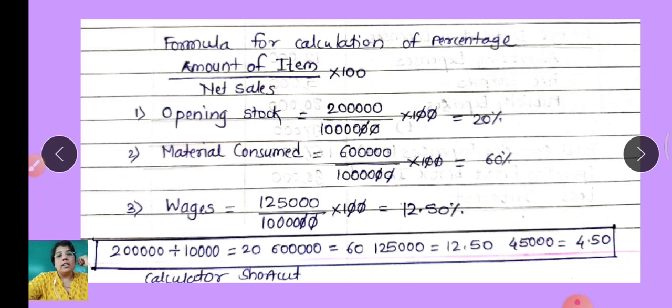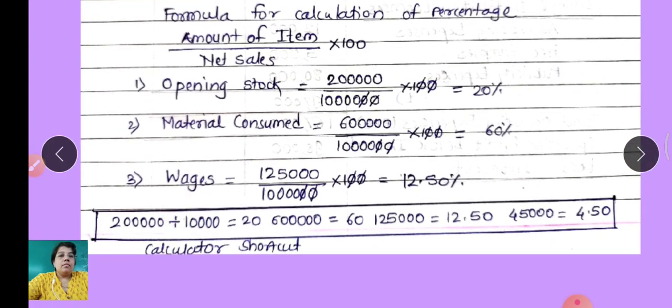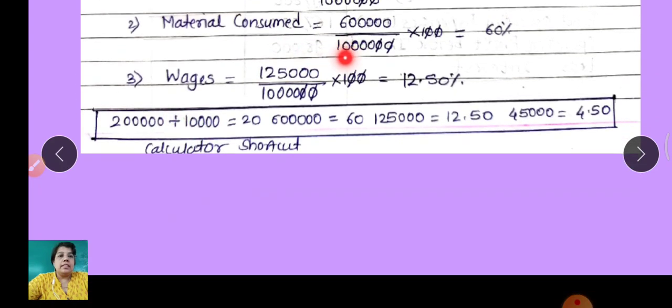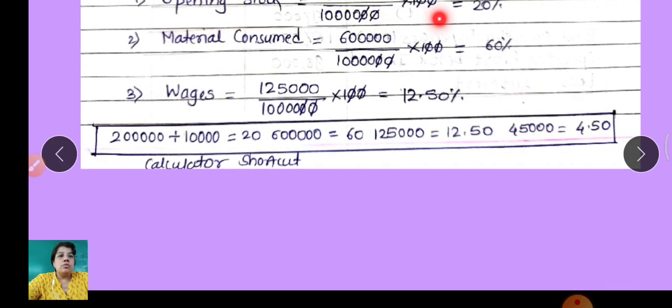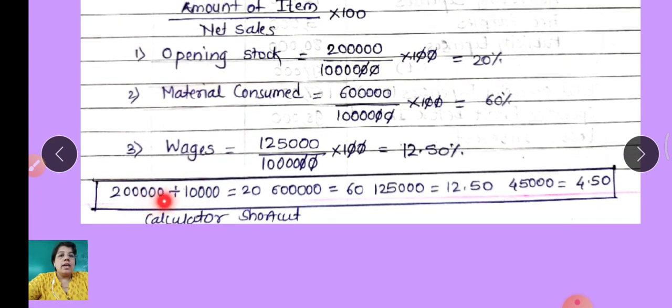This is one thing, and another thing is there: on the calculator you can use one shortcut. This shortcut cannot be used on a mobile calculator. It can be used on a mechanical calculator only, or we can say an electronic calculator. See how we are going to calculate. The first item of opening stock is 2 lakh. 2 lakh divided by this 10,000. We have already removed 2 zeros. We are just using the division function here. So 2 lakh divided by 10,000 equals 20.